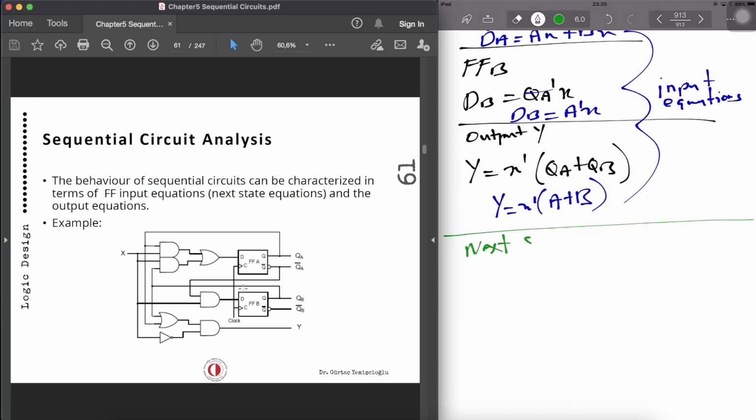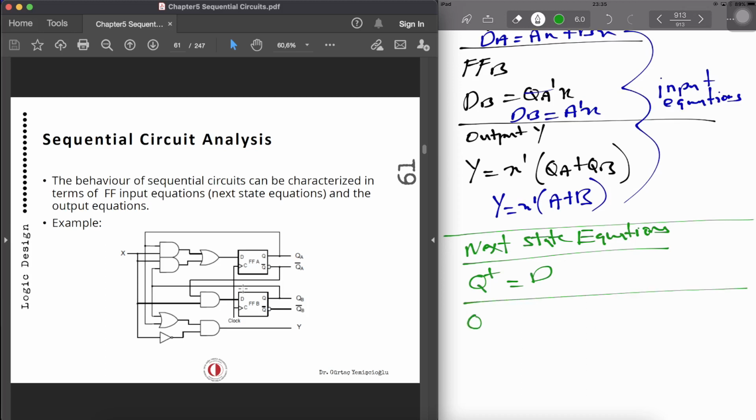So how do we derive next state equations while we are analyzing? To derive a next state equation, we have to know the next state equation for the D-type flip-flop. What do we know? Q next equals D. So whatever we have got on DA is actually going to be QA plus.